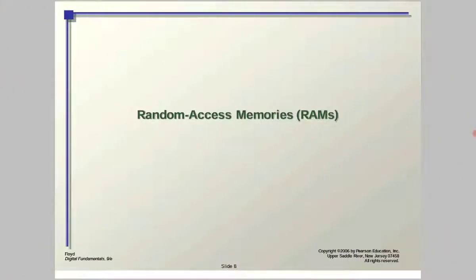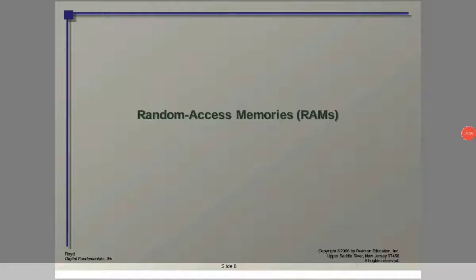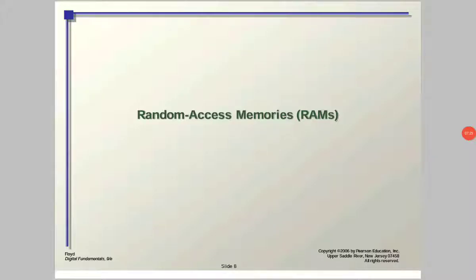There are many types of memories available, in different categories. Basically they are called primary memory and secondary memory. Similarly, main memory is also called primary memory, and secondary memory is also called auxiliary memory.